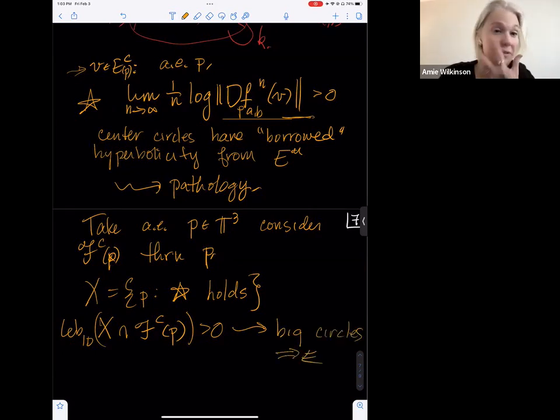And what you can show is even something stronger, which is this set X is going to meet each circle, almost every circle, in finitely many points. And that uses something called Pesin theory.